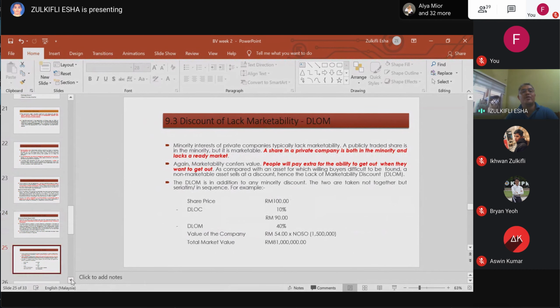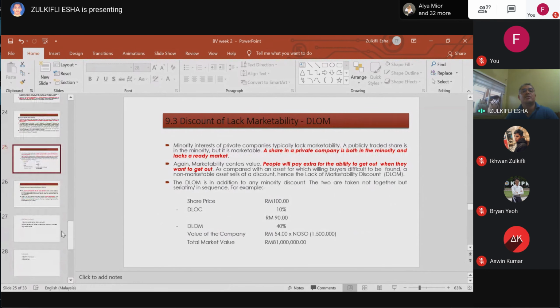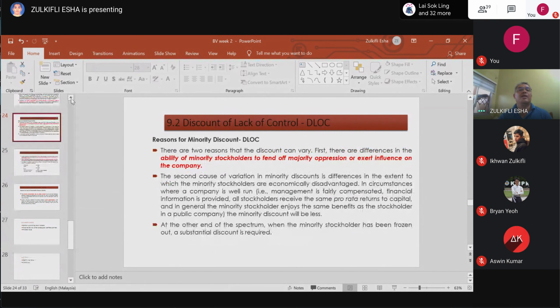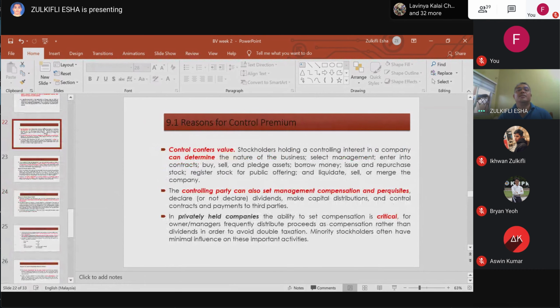So this is more interesting. Most of the cases involve discount for lack of marketability, the DLOM. Even when I joined a few business valuation courses two years back, most of the instructors or speakers concentrated more on explaining DLOM, discount for lack of marketability, as compared to DLOC and control premium. That is, DLOC is the discount for lack of control, and the other one is control premium.